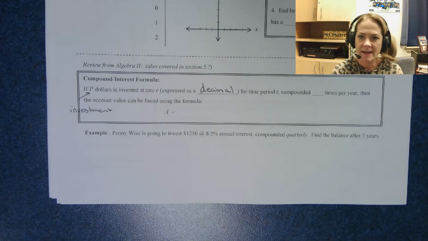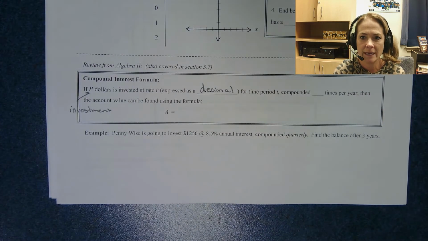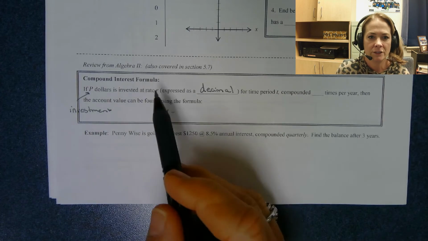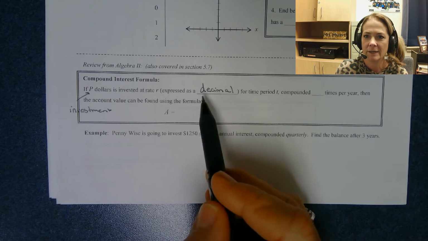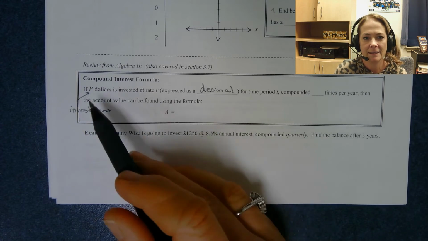And you're going to invest it in some sort of account that's going to earn interest. And say it earns, I don't know, 6% a year. So if you have an interest rate of 6%, you want to express that as a decimal. You want to express that as 0.06. So that's what this is saying.